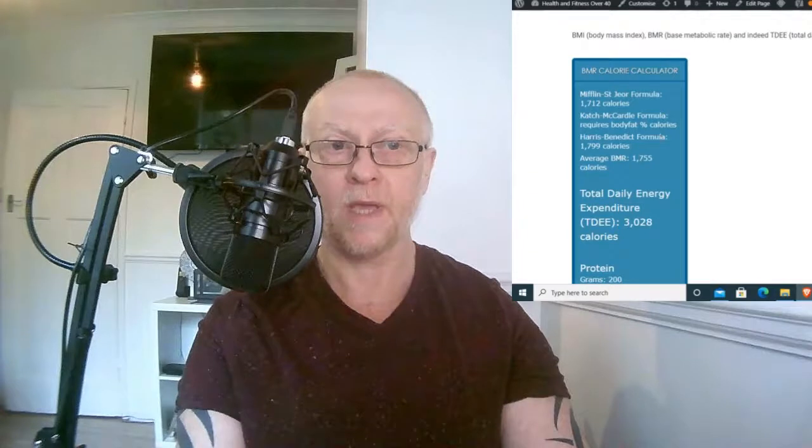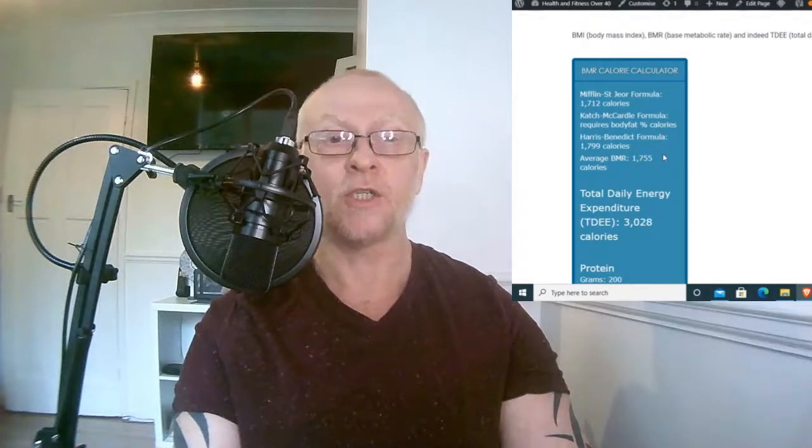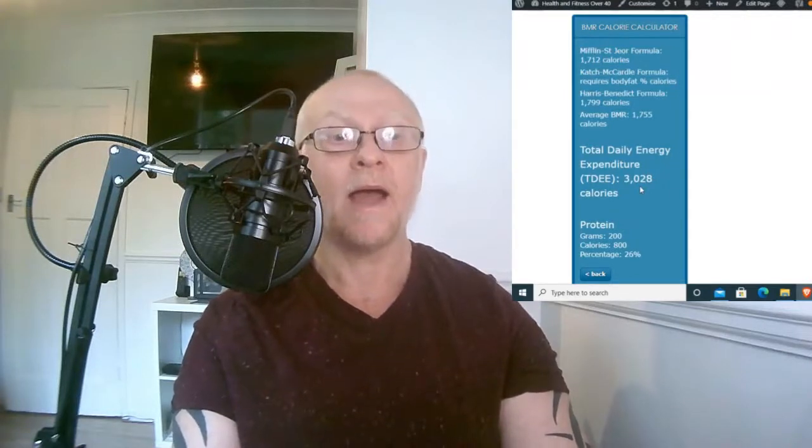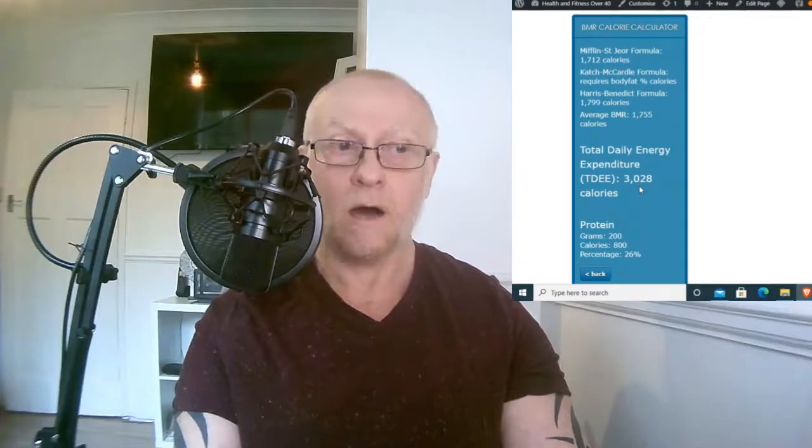We have two calculations for BMR, that's base metabolic rate, and the average just here. TDEE basically are approximate maintenance calories, and these are approximations, and here a breakdown for proteins, carbs and fat. Now if we find these figures don't quite suit us, we can adjust them, and I'm going to show you how.